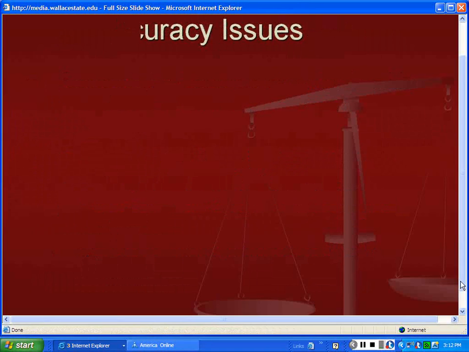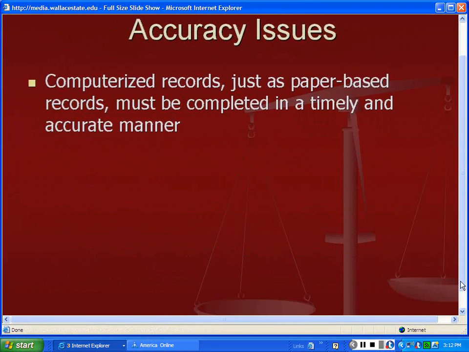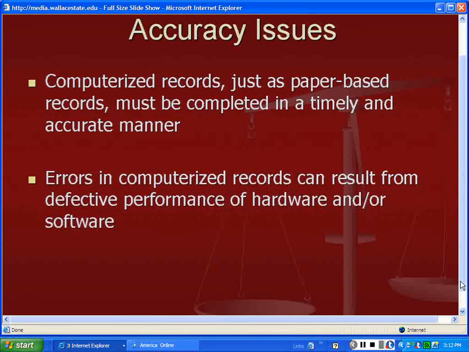Now, accuracy issues with computerized records, just like in paper-based records, they have to be completed in a timely manner and they have to be accurate. Now, errors in computer records can result from defective performance of hardware and/or software. So with paper, it's usually an individual has written something in the record wrong. And we've talked about correcting errors by writing a line through the error, initialing it and putting the correct information. But errors in the computerized records can happen.